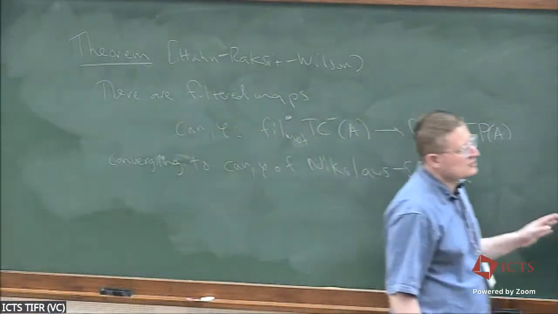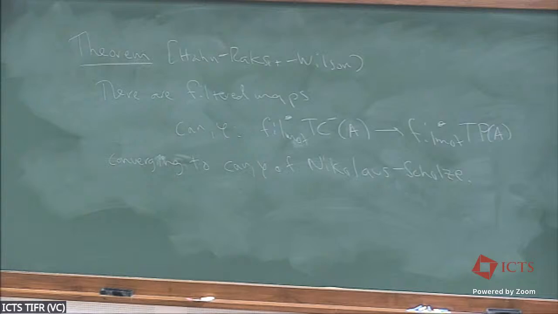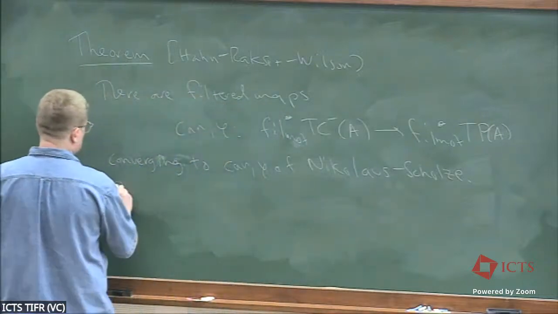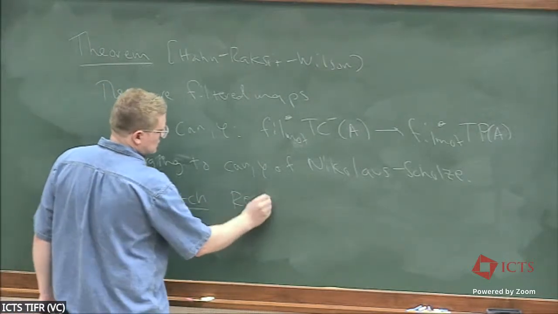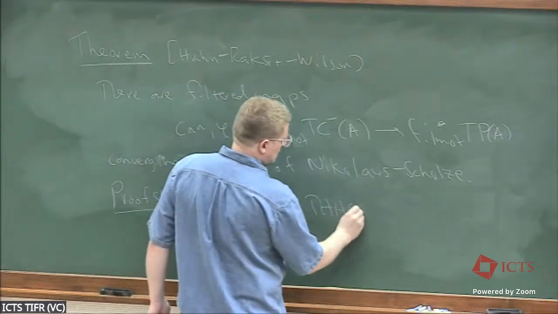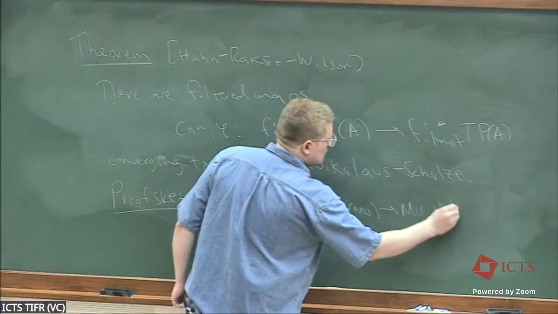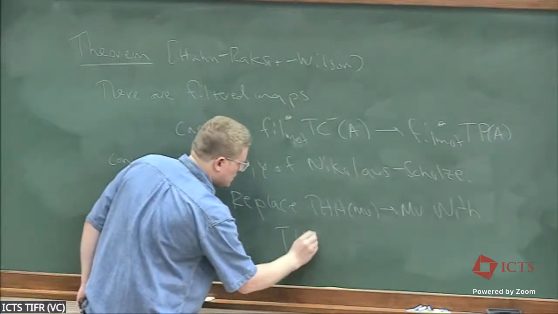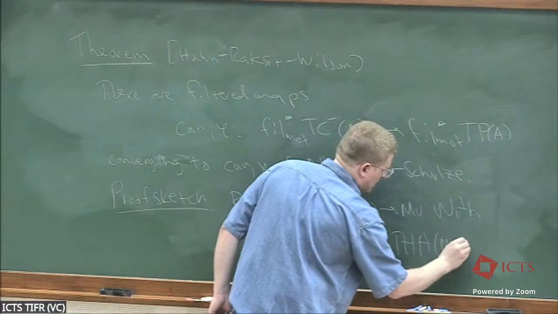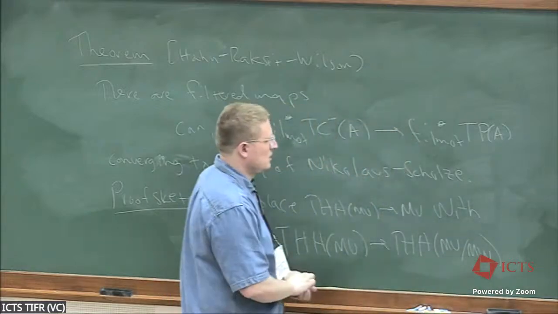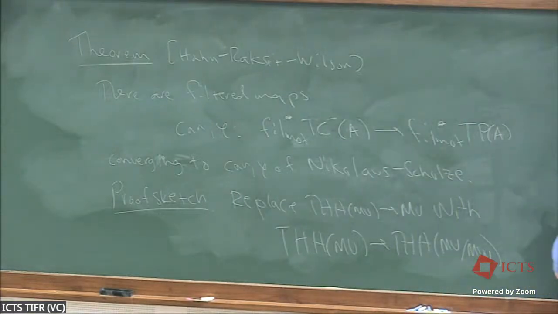So really, the main thing that you're using is that these definitions are independent of which evenly free map you chose. So the proof sketch is going to be you replace THH of MU to MU with another map, THH of MU to THH of MU over MW, where MW is another Thom spectrum that was constructed by Hahn, Raksit, and Wilson.